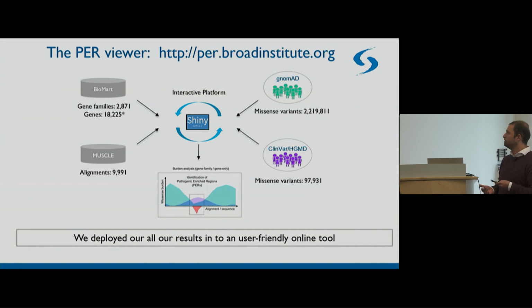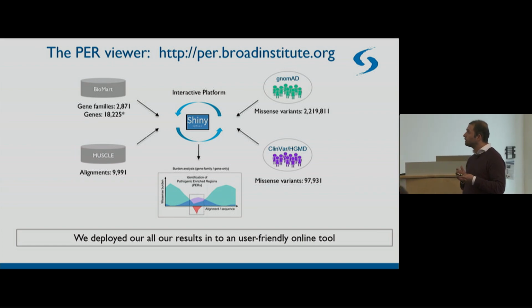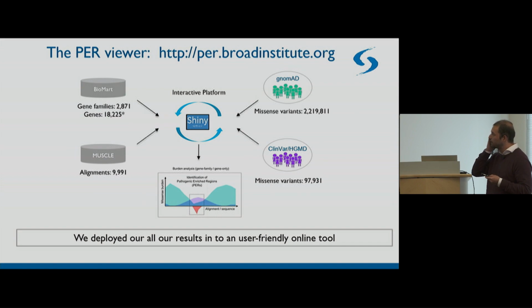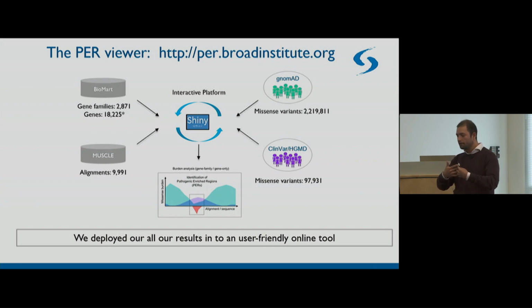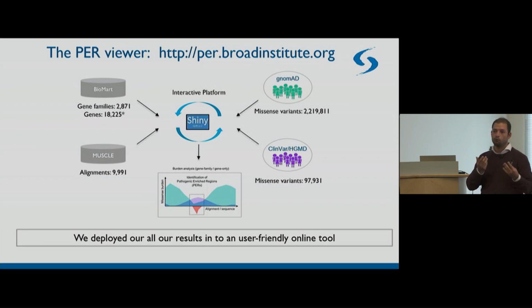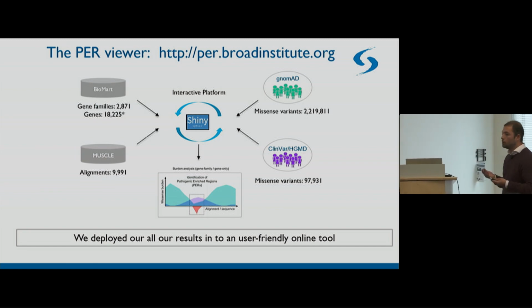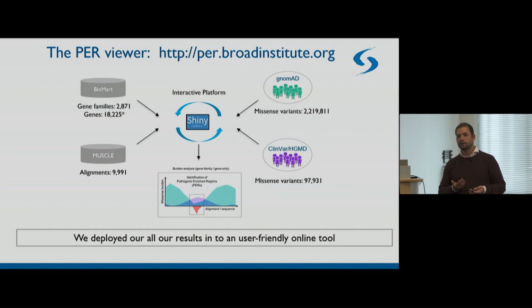Overall, we mapped all genes. We included more than 2 million missense variants from gnomAD and nearly 100,000 pathogenic variants from ClinVar and HGMD, almost 10,000 alignments, and 2,800 gene families. All of this was gathered together in a framework of Shiny, that is our way of developing apps to deploy on the internet. And these results are available at this address right now. So overall, we found more than 40,000 amino acids involved in these regions, and also 1,200 genes having at least one PER.